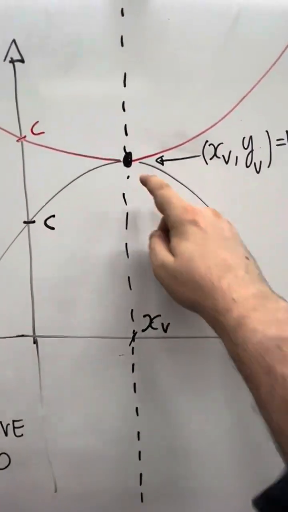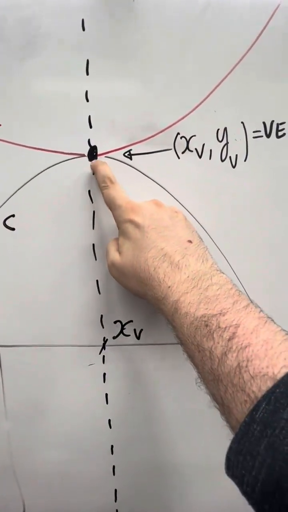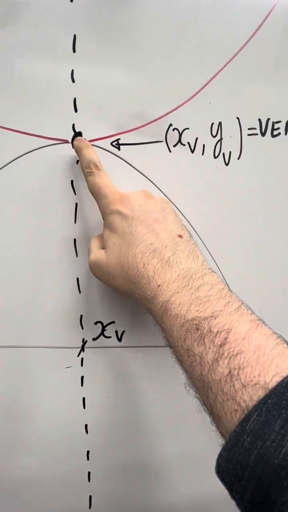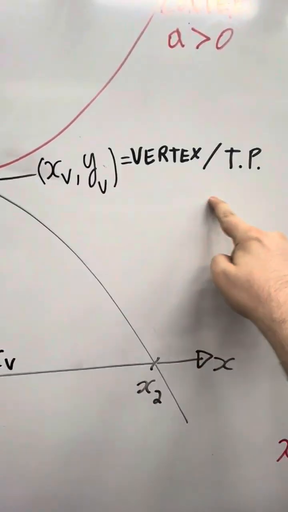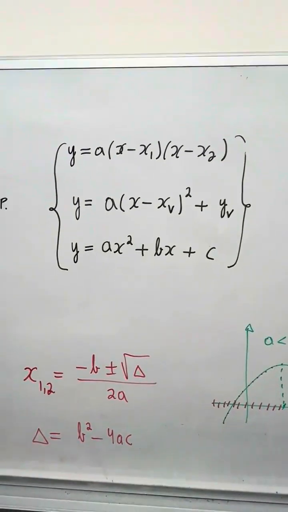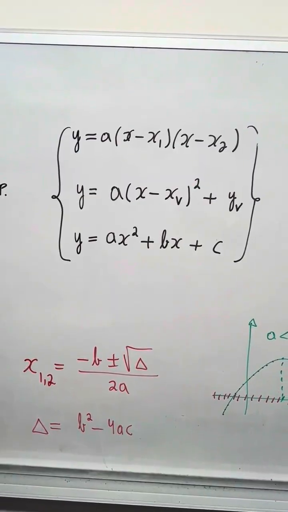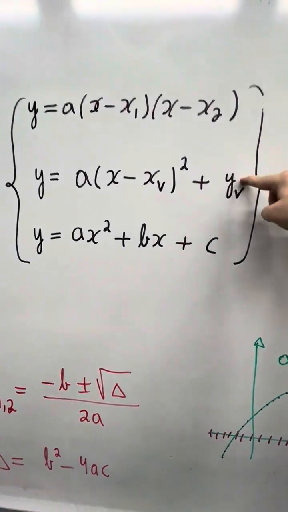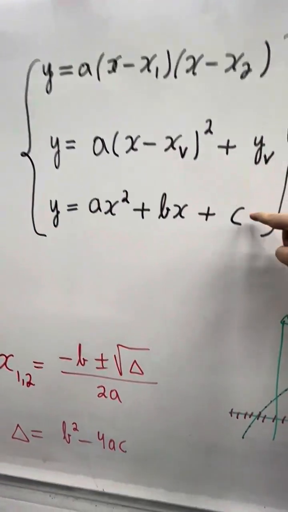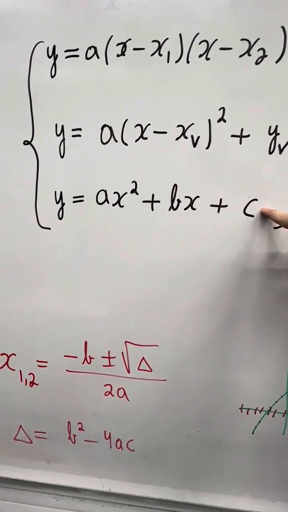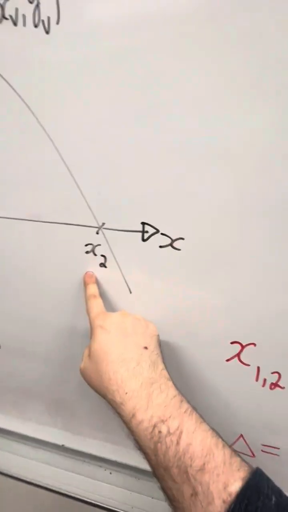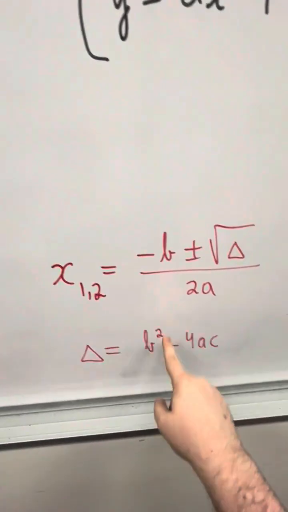These two parabolas have the same turning point, the same vertex. So this point here is the minimum point for the red parabola, the maximum point for the black parabola. It's called the vertex or turning point of the parabola. Okay? And I have these three important formulas, three ways to represent the parabola. The factorized one on top, one in terms of the turning point, the vertex, and the usual polynomial way to write the parabola. Okay? Solutions, the x-intercepts of the parabola, x2 and x1, have the usual formulas.